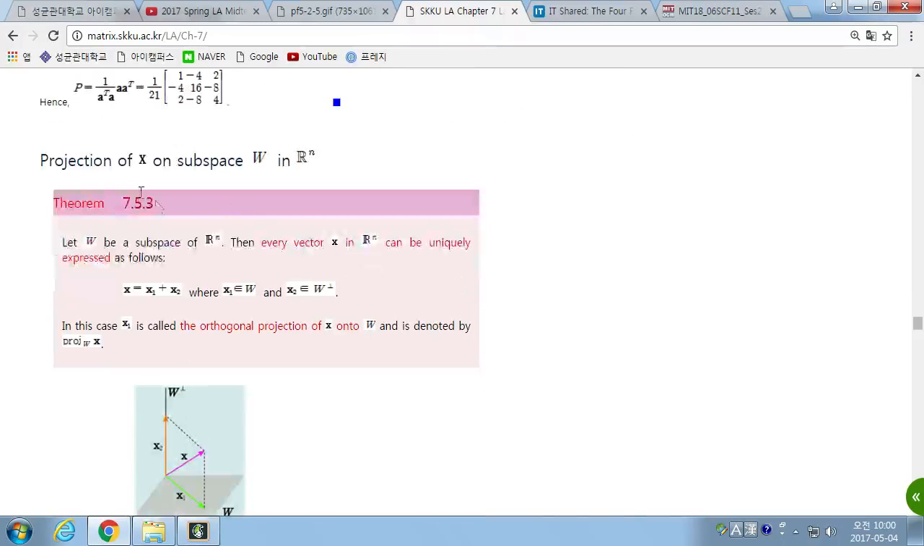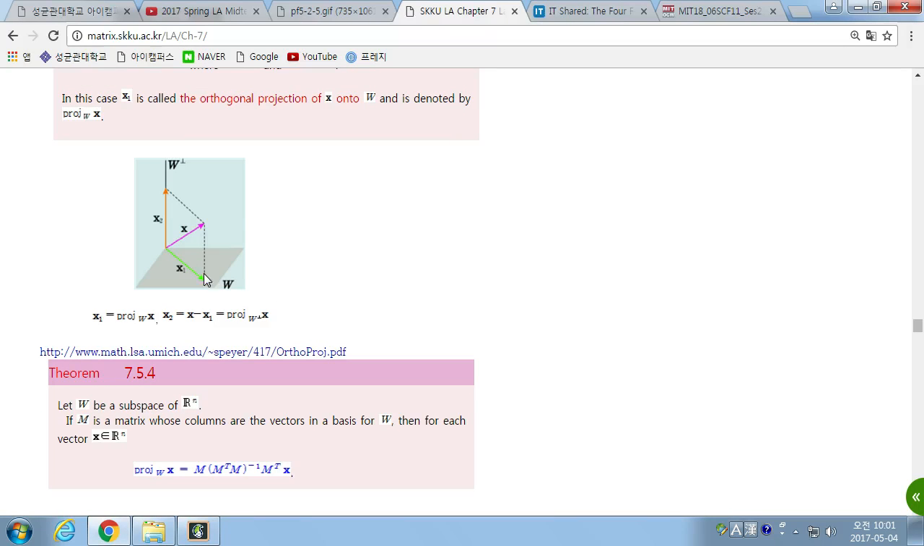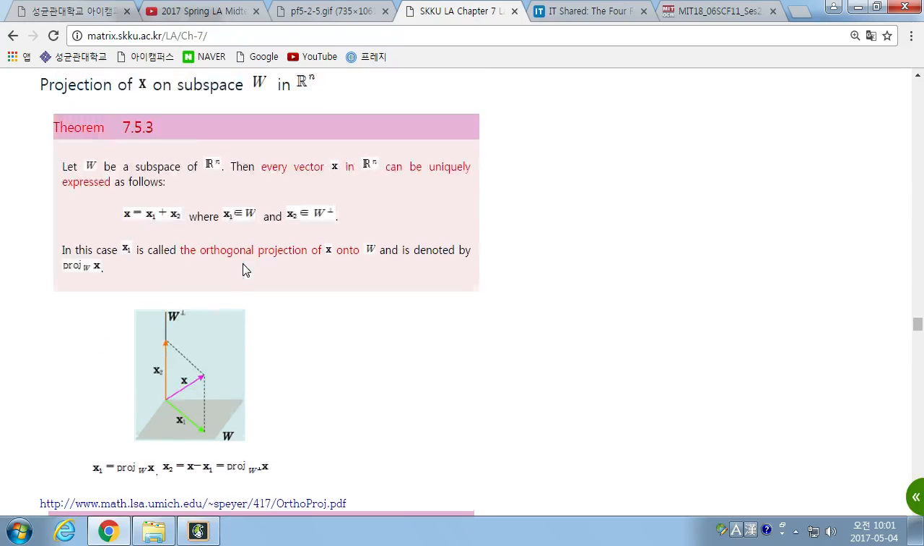Okay, now we're going to expand this concept to the projection of x on a subspace W in Rn, not only a span of A. Suppose W is a k-dimensional subspace of Rn. Then we are thinking of a projection of a vector x which is not on W, and we are trying to find the projection of x onto W.